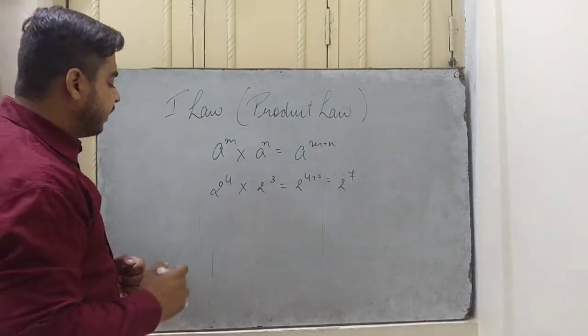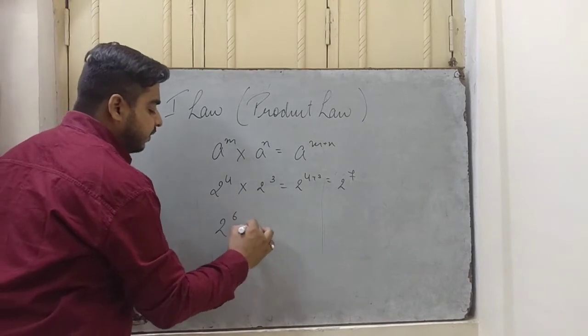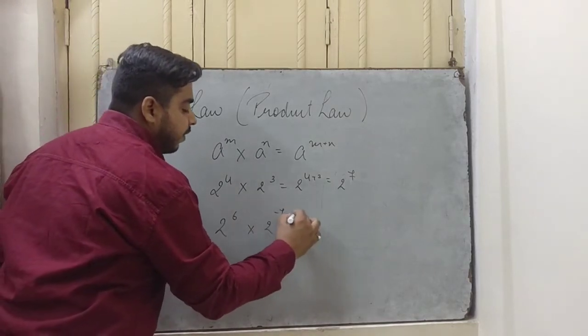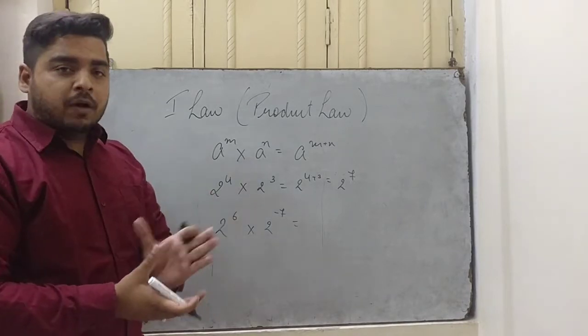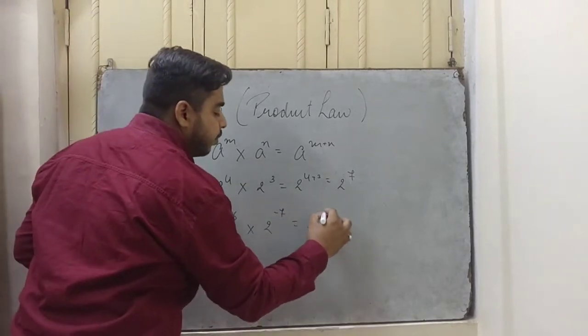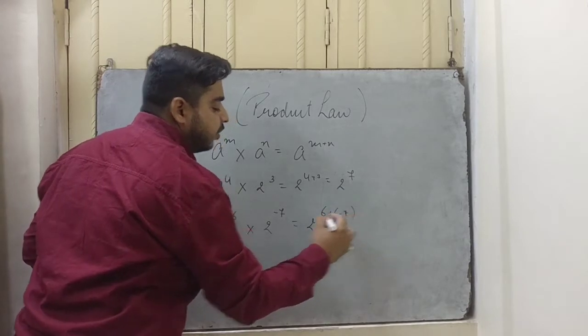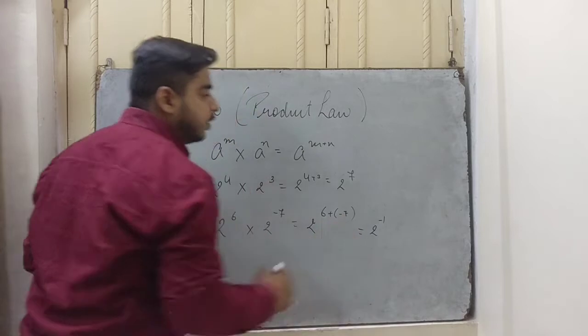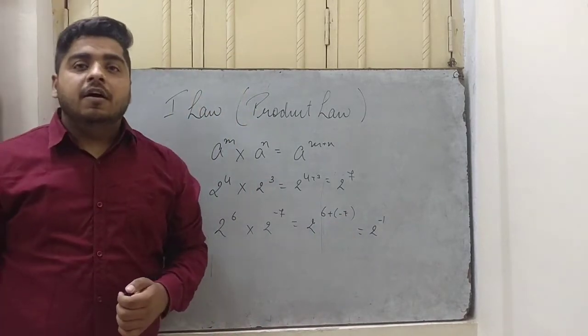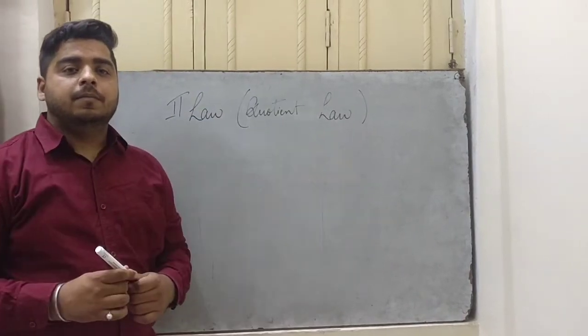Let us take one more example of it. 2 to the power 6 into 2 to the power minus 7. We have to see the rules of BODMAS also. So it will say 2 to the power 6 plus minus 7. As you all know, plus minus becomes minus. So it will be in the form of 2 to the power minus 1. So this is known as the first law, the product law.